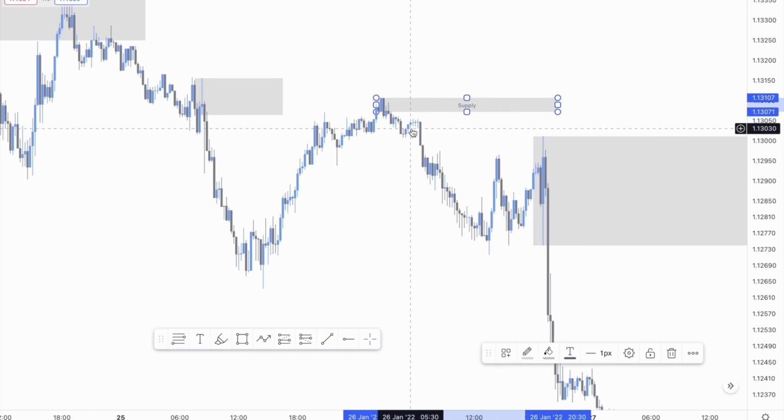Now you can see here, this zone here does not get mitigated. It also leaves an efficiency. That's also another example as to why price doesn't always have to come to your zone. So it's about picking the right zones, really.